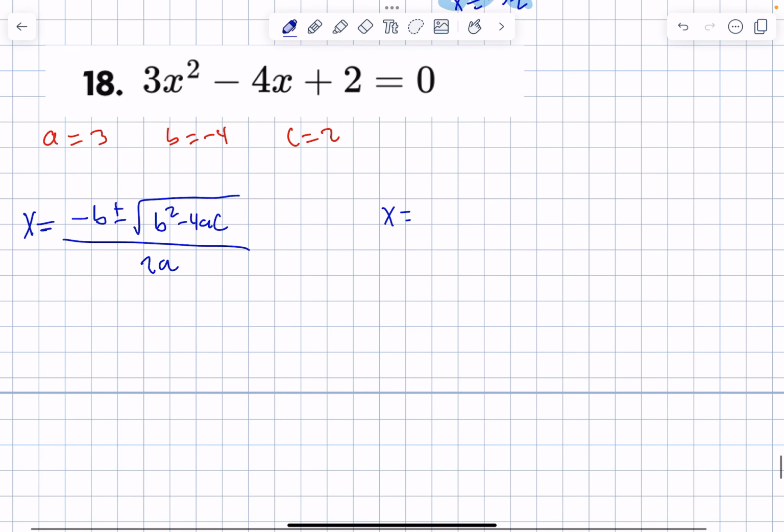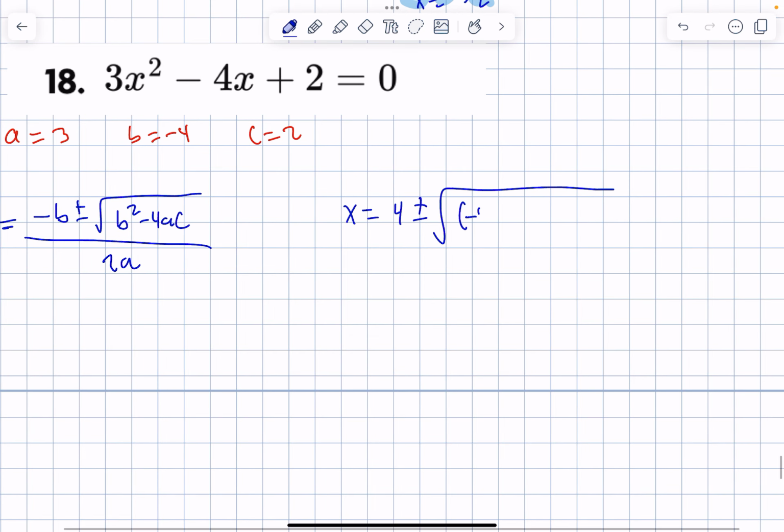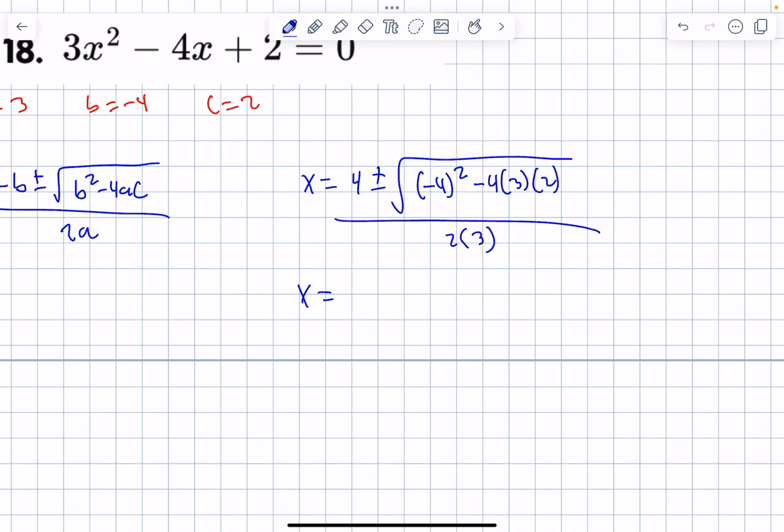So x is equal to -b, 4, plus and minus the square root of negative 4 squared minus 4 times a, 3, times c, 2, all over 2 times 3. Okay? X is equal to 4 plus and minus the square root of 16 minus 4 times 3 is 12. 12 times 2 is 24. So we're going to run into something different. This is 24 all over 6.